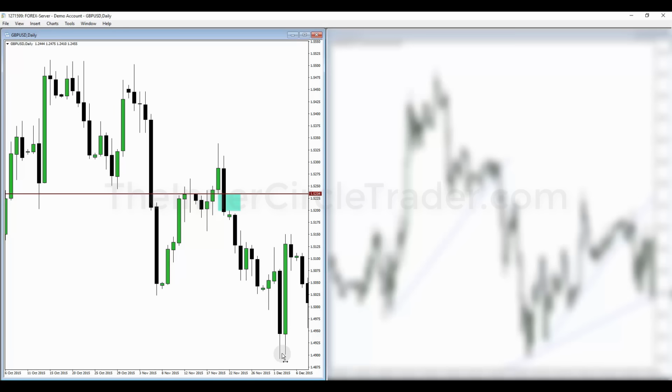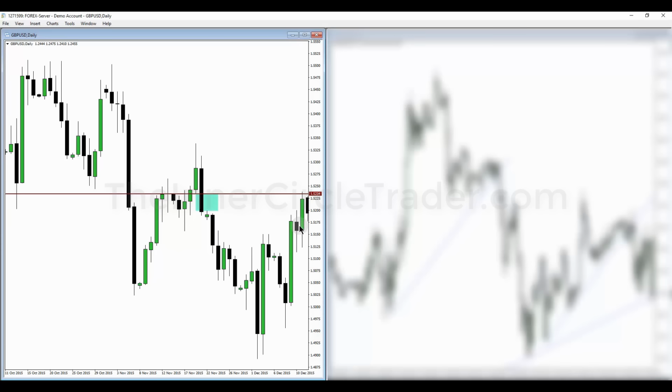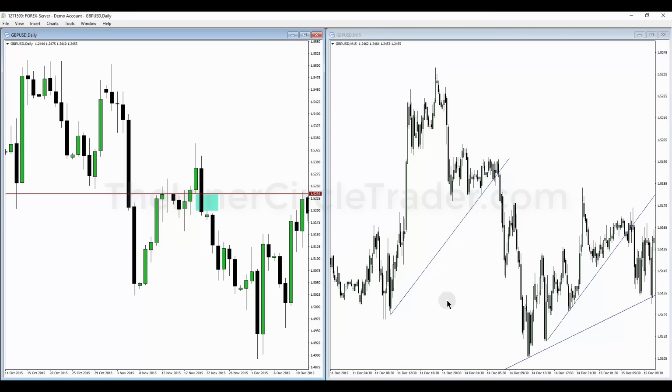Price starts to rally up, trades right into that 52.34 level right there. The day it occurs is December 11th, 2015. Over here on the right-hand side, we have the 15-minute time frame for December 11, 2015. And we're going to delineate that same high at 52.34. You can see price hitting it right here.